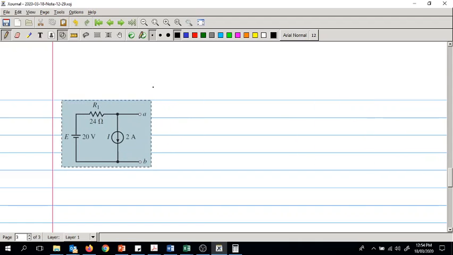So this is after the load is removed. Now from this, the next step is you have to remove all the sources. Once you remove the sources, you get the resistors only.